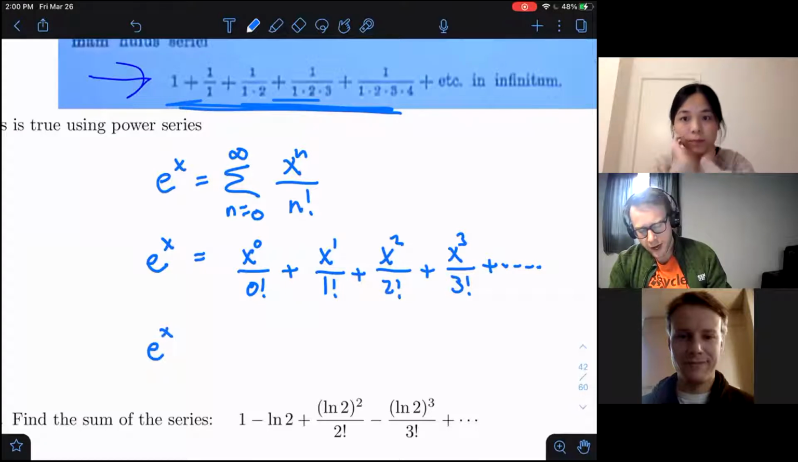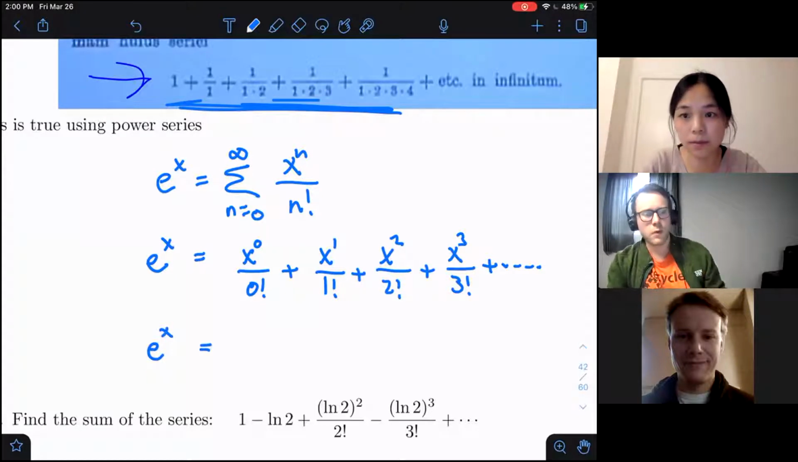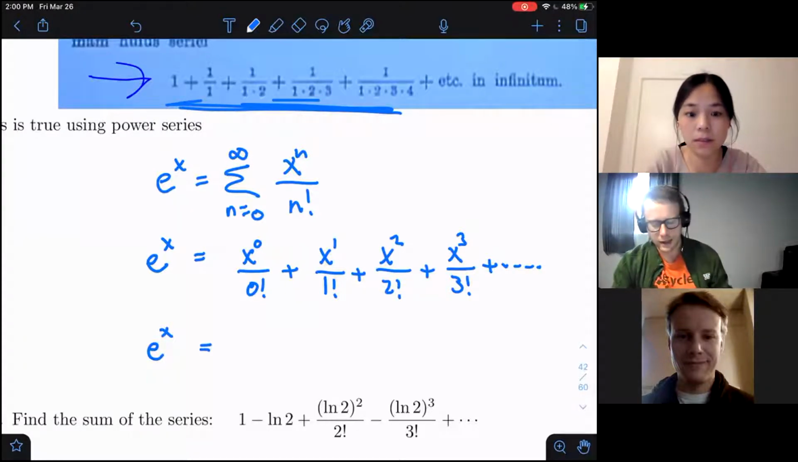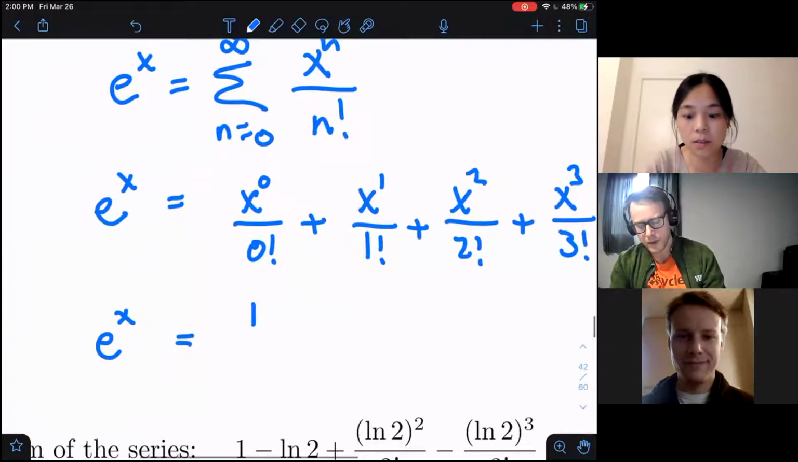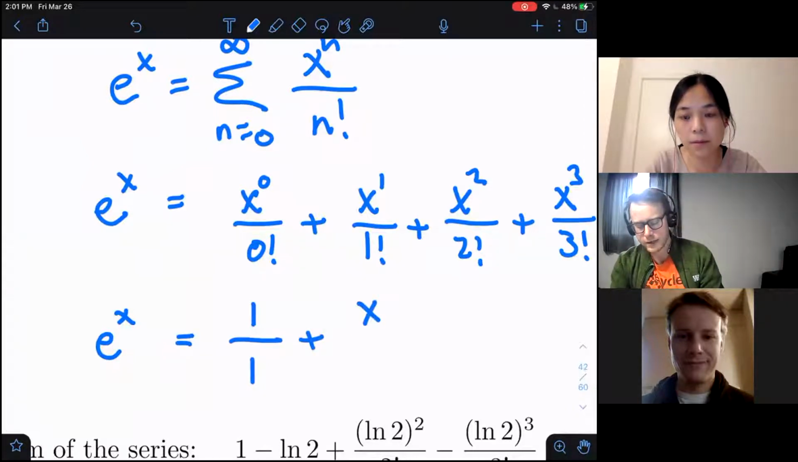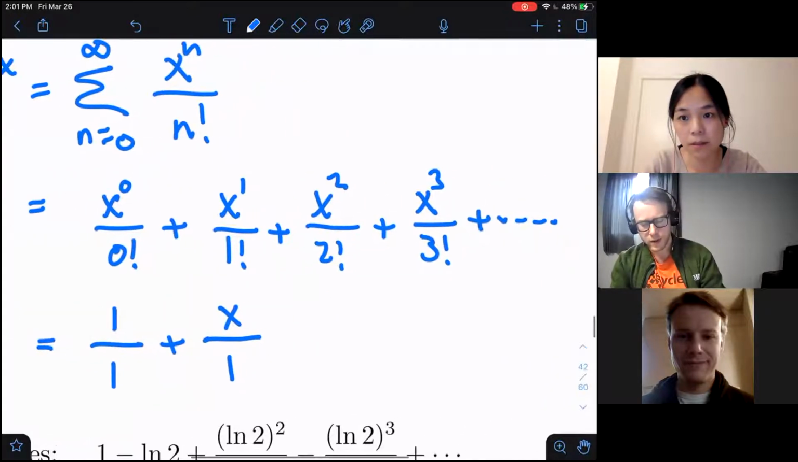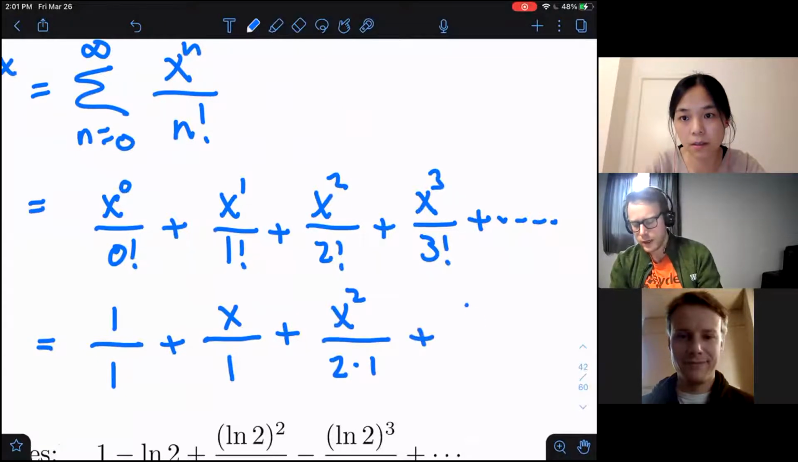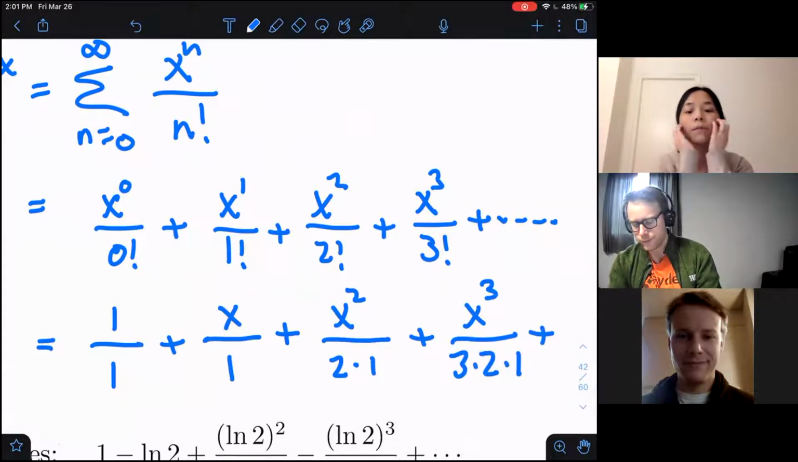And then maybe we can simplify with one more line here. Anything to the 0 power here is going to be 1. And if you divide that by 0 factorial, well, 0 factorial is also 1. Here you have x divided by 1 factorial, which is again 1. Here you have x squared divided by 2 factorial, which is 2 times 1. And here's x cubed divided by 3 factorial, 3 times 2 times 1.